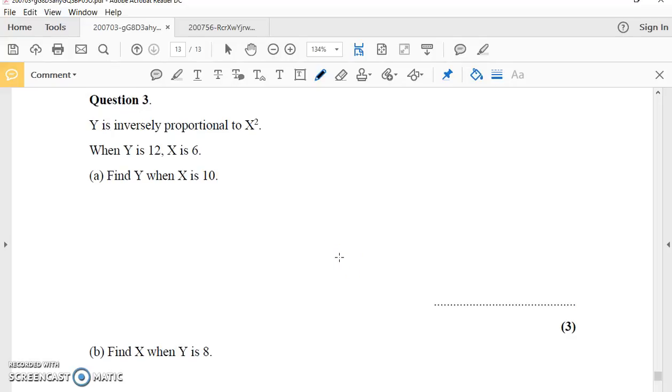Okay, so now that we've talked about direct proportion, we can move on to indirect proportion. So remember that when we talk about direct and indirect proportion, if I have y is inversely proportional to x squared, that means that I can write a statement that looks like this. y is proportional to 1 over x squared. Therefore, y equals k over x squared.